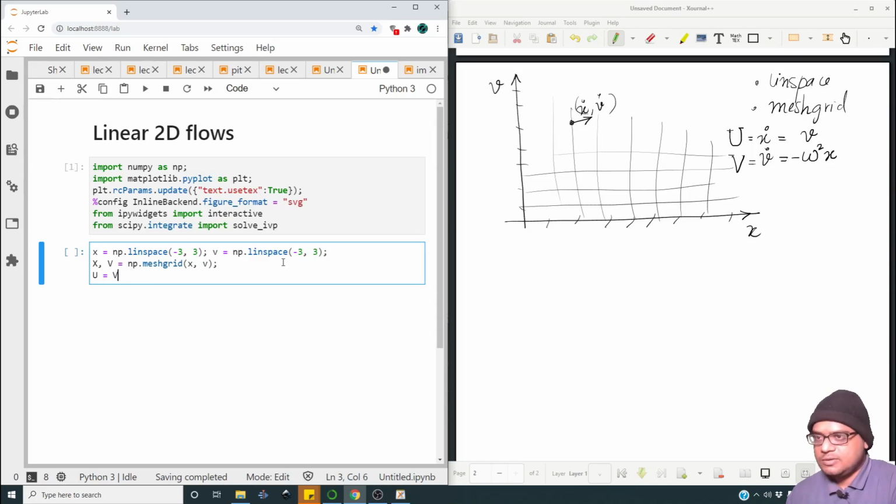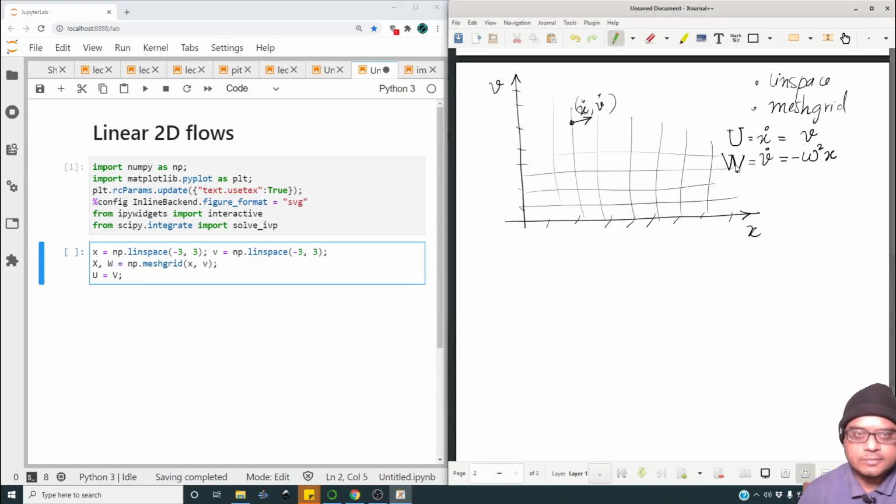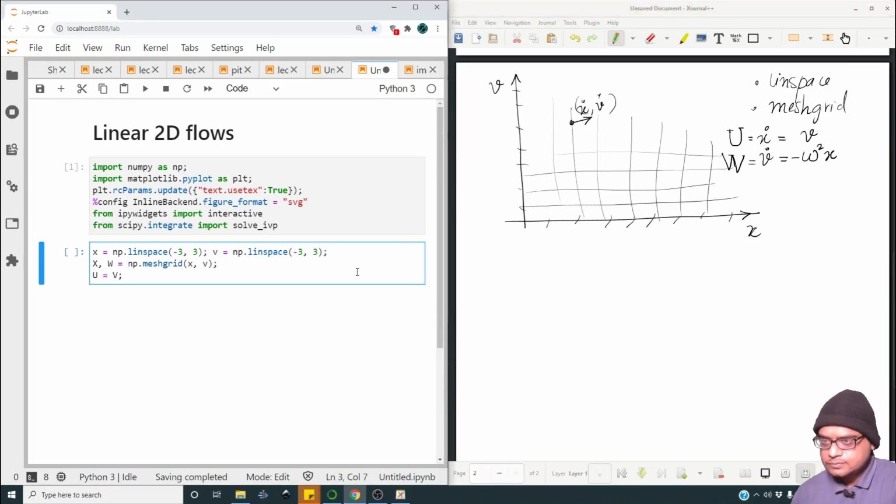Okay, let me call this as... rather, let this be v, and let me call this as w. So I'm calling it as u and w because we have already used the capital V variable. And v will be equal to minus omega square times x. Okay, so these are the definitions.